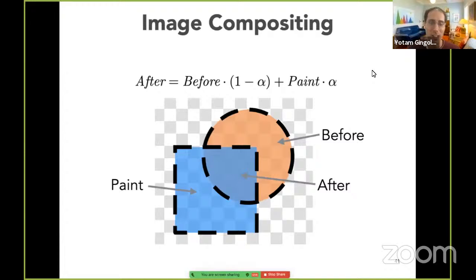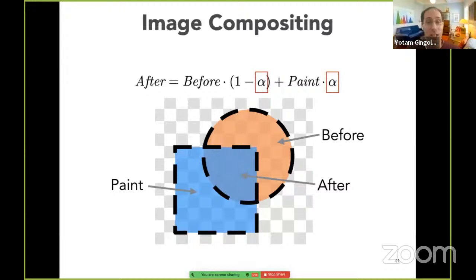And the paint color, let's say, is blue, and the blue color has a certain translucency, which is what allows us to see some of the color underneath shine through. And that translucency, we usually use alpha to represent that amount of translucency.